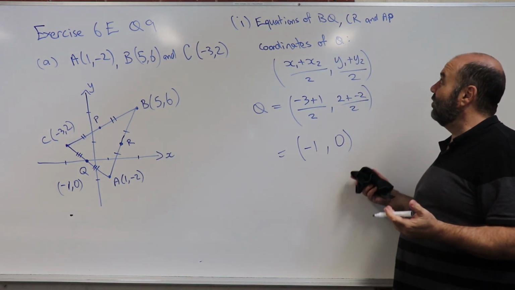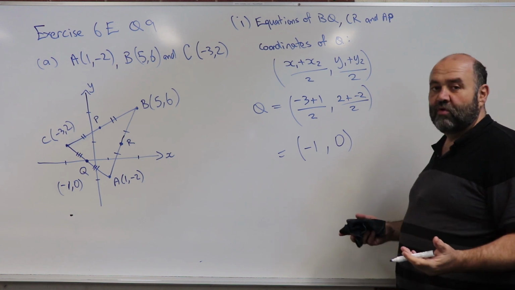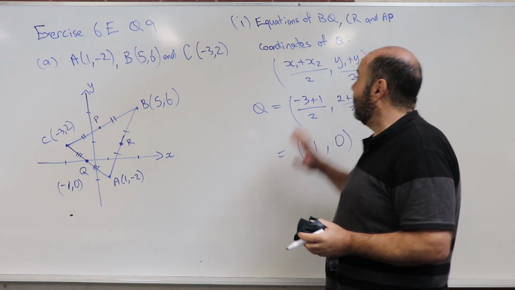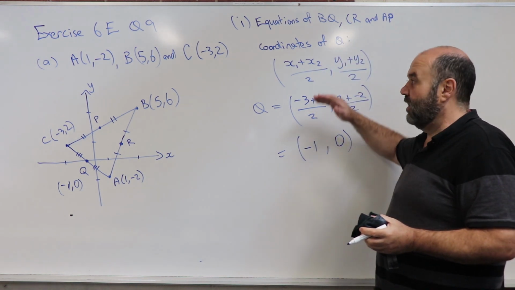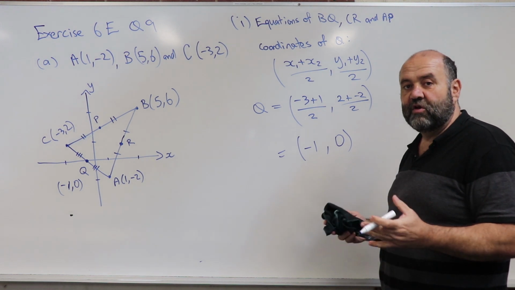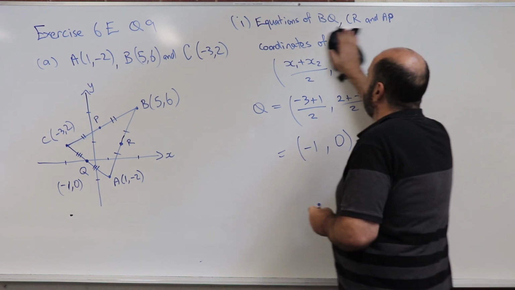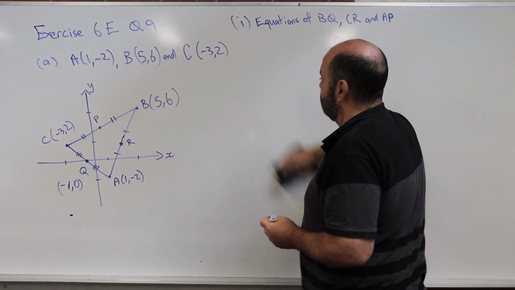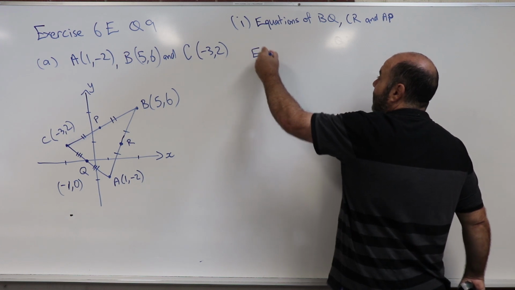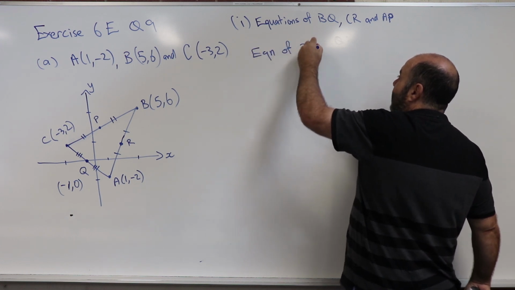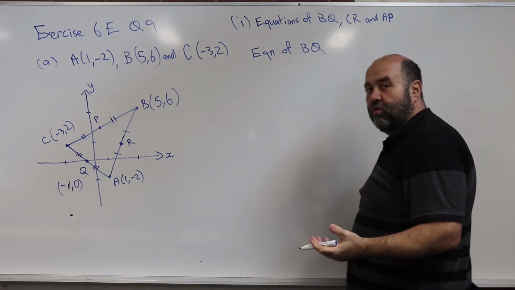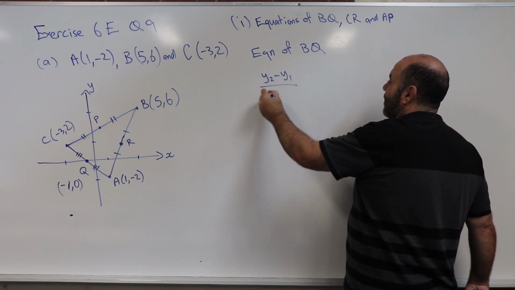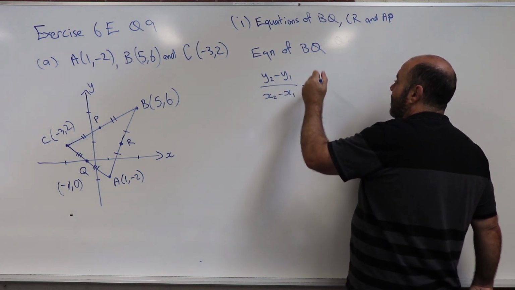Okay, well now that we have that, we can work out the equation of BQ, because we've got the coordinates of B and now we have the coordinates of Q. So I'm going to get rid of this working here, so I've got some room to work out the equation of the line BQ. So the equation of BQ is going to be found using the 2-point formula.